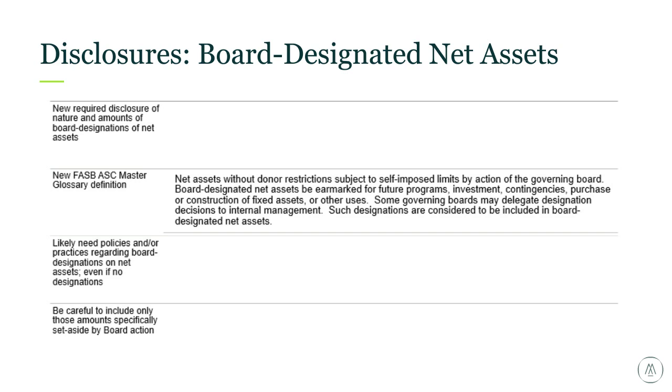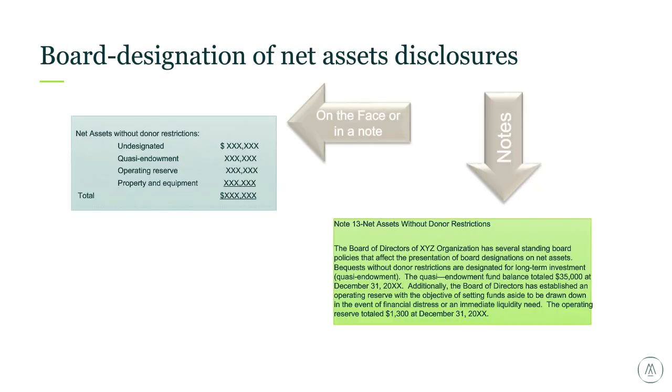If a governing board delegates designation decisions to internal management, these are also considered to be board designated and require the additional disclosure. So even if there are no board designations, it would be a best practice to have policies regarding board designations of net assets. So also be careful to include only those amounts specifically set aside by board action. Here's a quick example of how you might disclose the board designation of net assets. It can be on the face of the financial statements or in the notes to the financial statements.